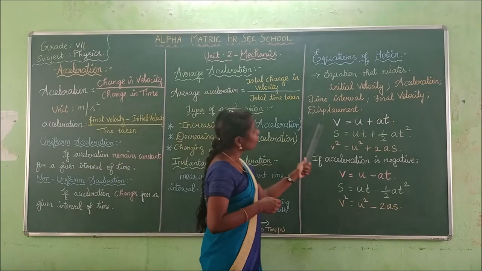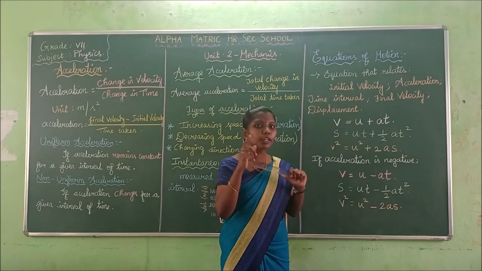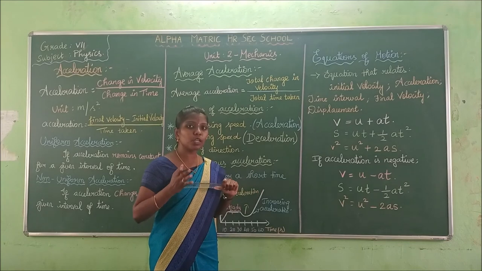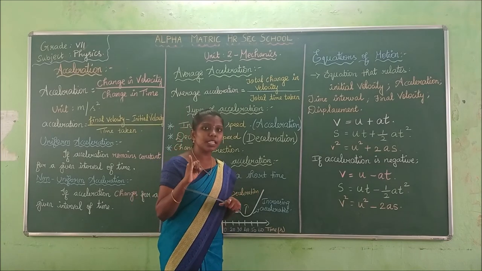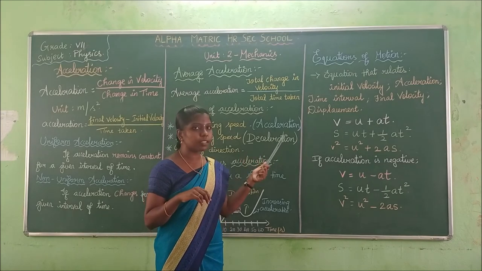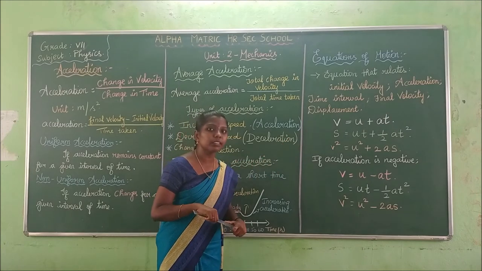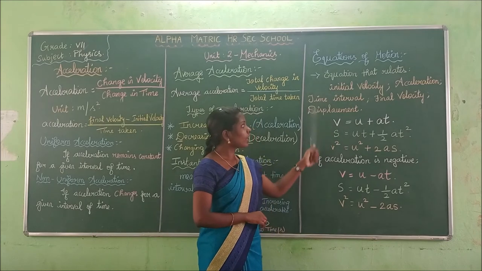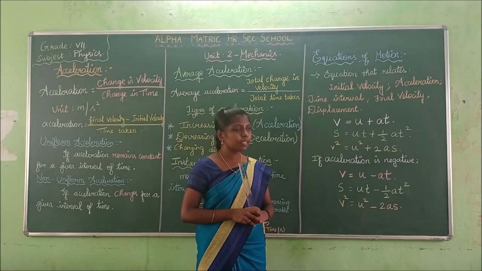Initial velocity is denoted by the letter U. Final velocity is denoted by the symbol V. Acceleration is denoted by the letter A. Time interval is denoted by T. As we have seen before, displacement is denoted by the symbol S.